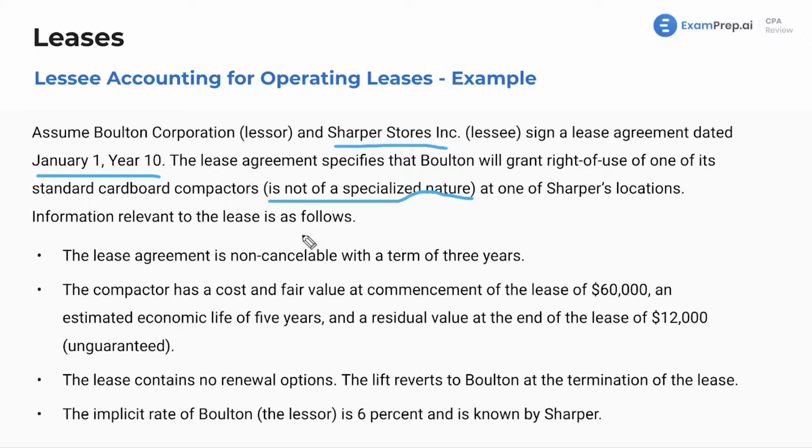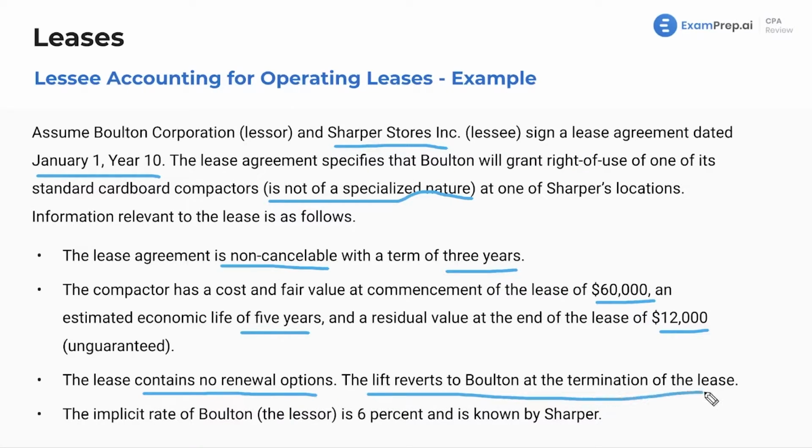Information relevant to lease is as follows. It's a non-cancelable, 3 years. Economic life of 5 years. It has a cost and fair value at commencement of the lease of 60. There's a residual value at the end of the lease of 12. Contains no renewal options. The lift reverts to Bolton at the termination of the lease. So this is important. And implicit rate is 6% and known by Sharper. Now, I don't see an incremental borrowing rate, so that just is not relevant here. We're using 6%. Great.